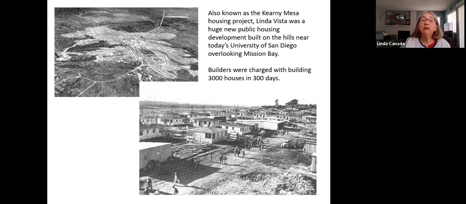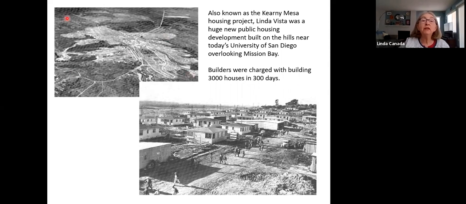Now, up in the area that today we call Linda Vista, this project was known as the Kearny Mesa Housing Project. This was a project that was begun in the hills above the General Dynamics plant, even before the attack on Pearl Harbor. So in the late 1930s, it was starting to be occupied in 1940, 41. This huge complex was built, and the builders were charged with building 3,000 houses in 300 days.